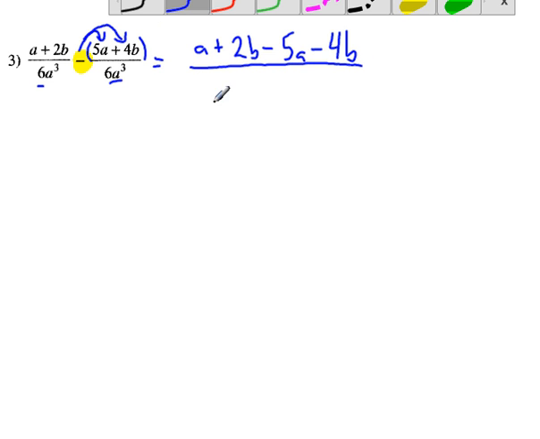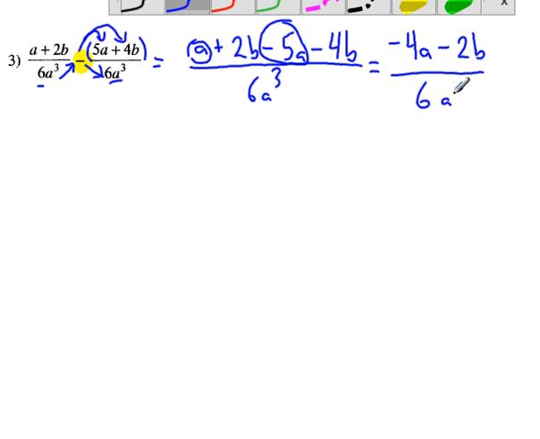Now, what goes underneath that? That's just your common denominator. You don't do any math in the denominator. The negative sign only affects the numerator. So 6a to the third once at the bottom, and you're done. Now, what combines? I can combine a with negative 5a. A comes first in the alphabet, so we'll do it first. So that's negative 4a. And then 2b minus 4b is negative 2b. And I'm going to put that over 6a to the third.